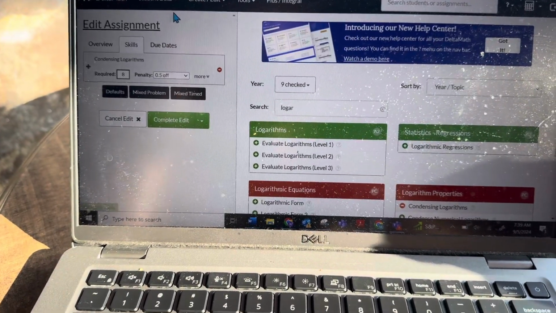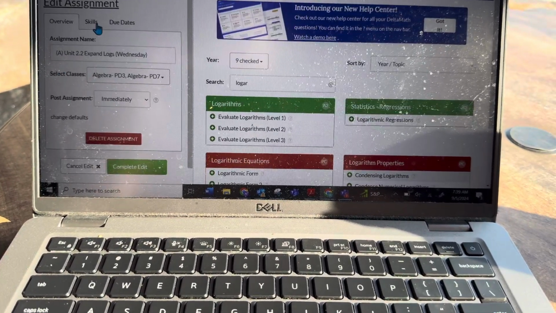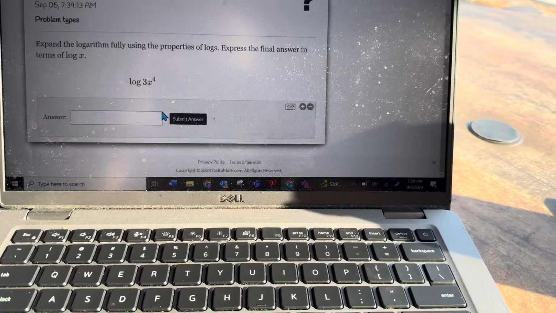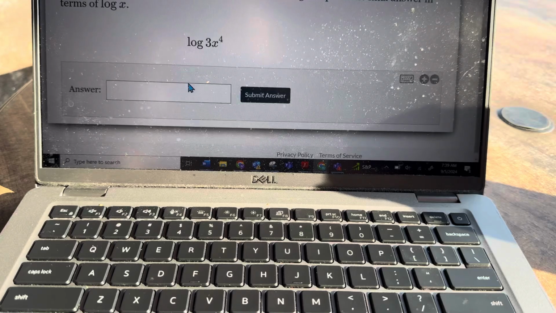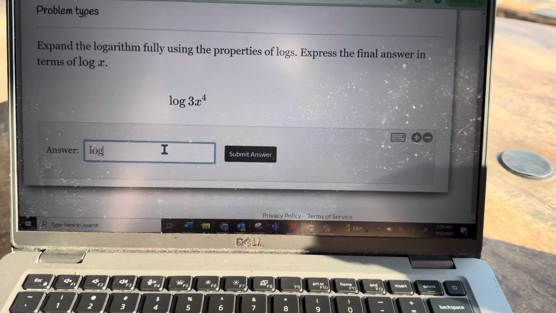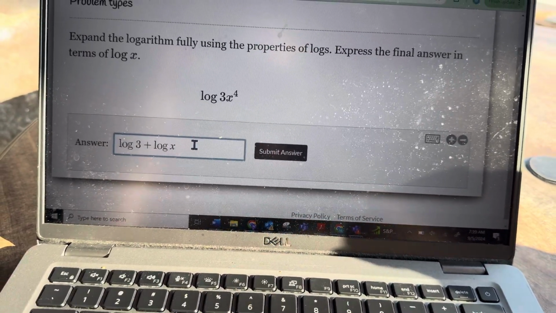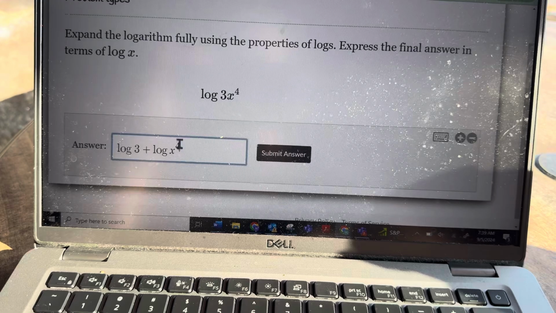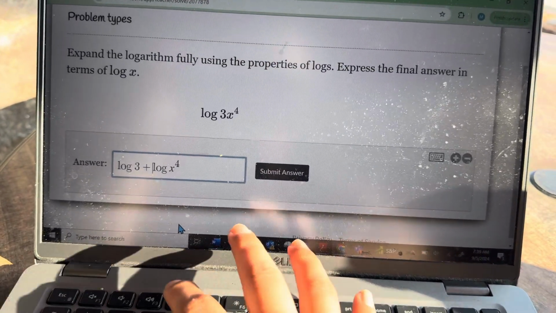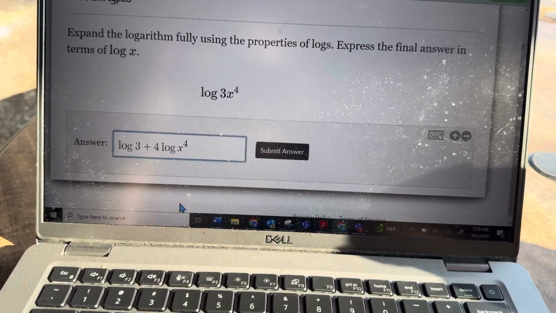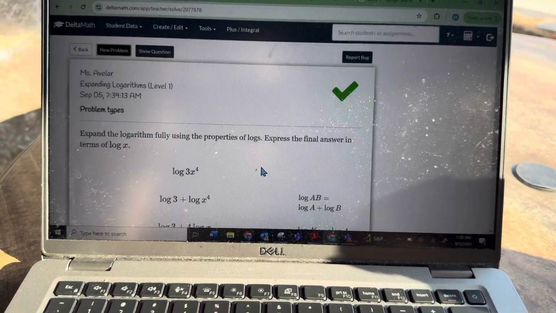Let's go back to yesterday's assignment. If you didn't understand yesterday's assignment, I'll go over 3 of those. These were expanding, so you're making them larger. Okay, 3x, they're multiplying. So that means they're gonna have its own log with adding. Log of 3 plus log of x. And it does have a 4 at the top, but remember, you're supposed to move the 4 to the front. So this 4 moves to the front. It should be right there. And that should be the final answer. Correct. Okay, that one's right.